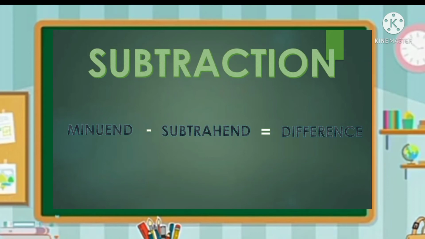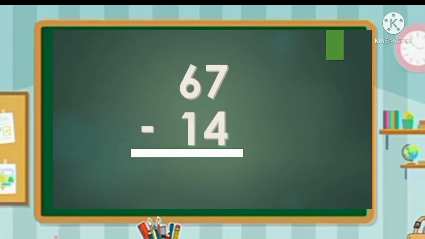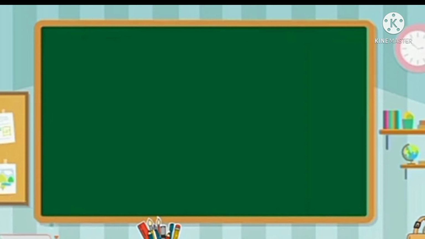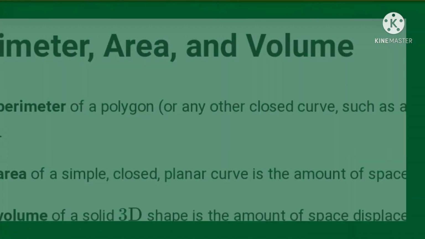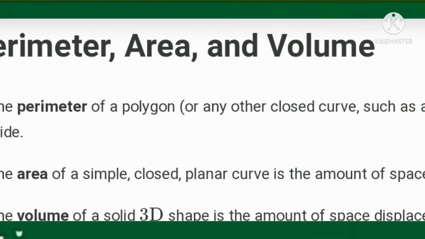Next is subtraction. Minuend minus subtrahend is equal to difference. For example, 67 minus subtrahend 14 is equal to how much? 53. That is okay.